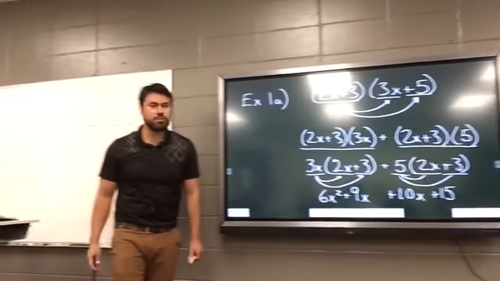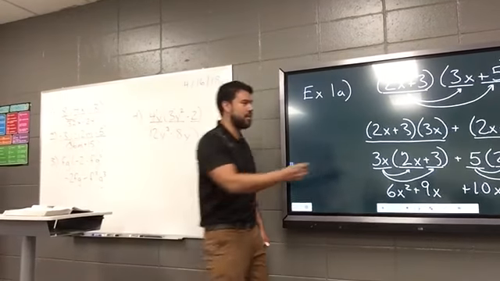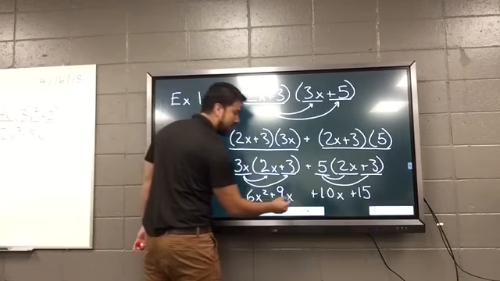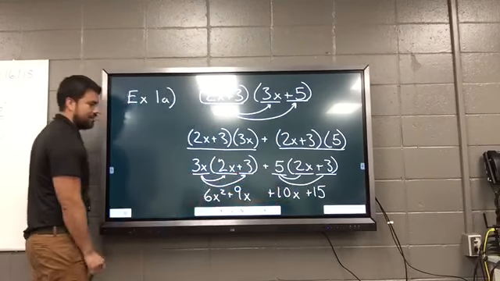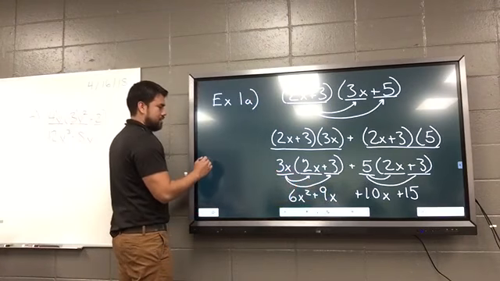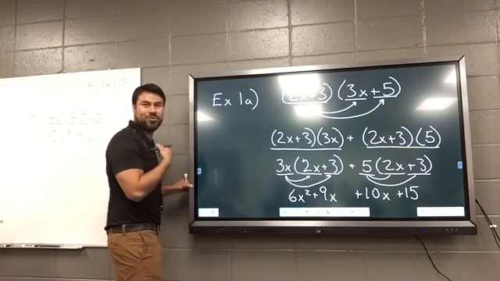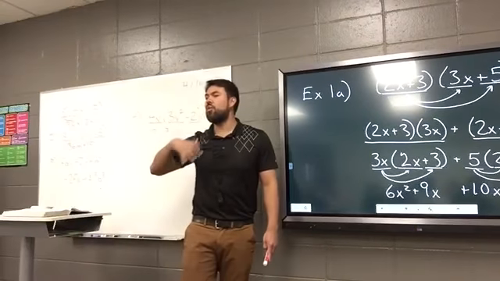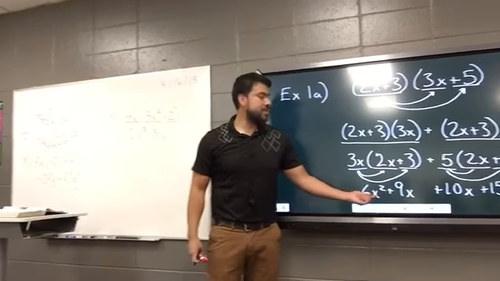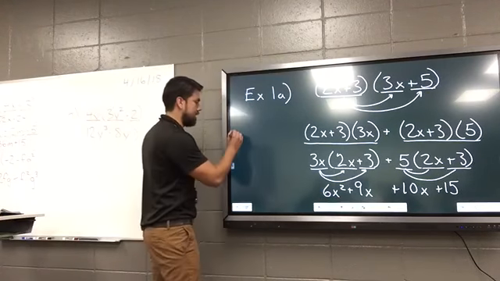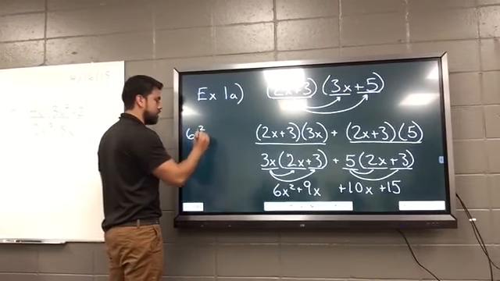So I have these two distributions, and what can I do with them? Add them together. Are there any like terms in these four? What are the like terms? Okay, I'll walk you step by step. Does 6x squared have a like term? No, so I'm just going to write it. It stays by itself, 6x squared.